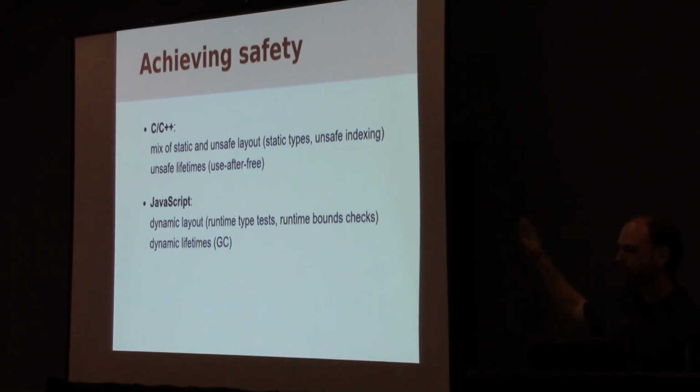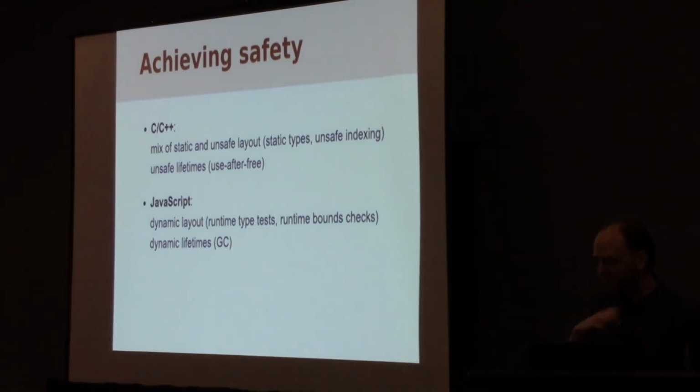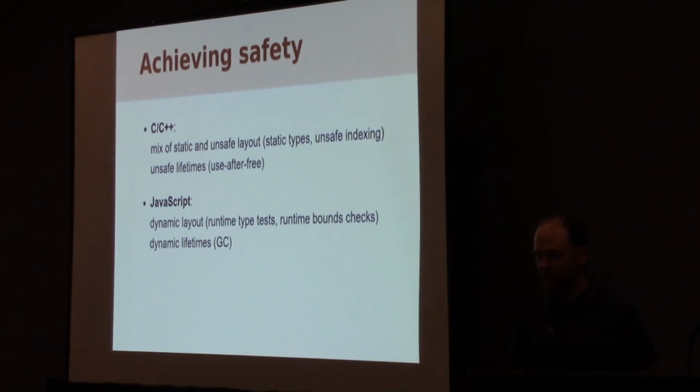JavaScript, for instance, is on the very opposite end of the scale. It's a safe language, but it has completely dynamic safety checking for layout. So it does runtime type tests to check that things aren't being accessed in invalid ways. And it has completely dynamic checking for lifetimes. It has a garbage collector to dynamically determine how long each lifetime must be.